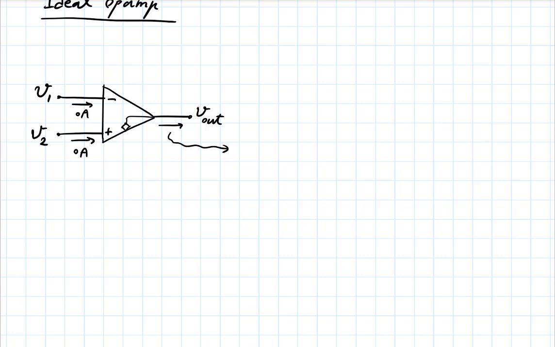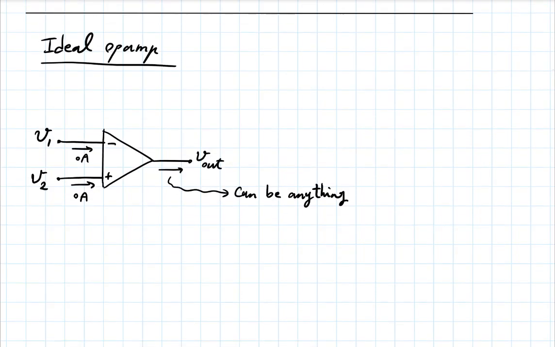I'm not going to show this explicitly, but it can be anything. Again, notice this is for the ideal op-amp. And the gain is infinity. So Vout will be infinity if there is even a tiny voltage drop between the two inputs.